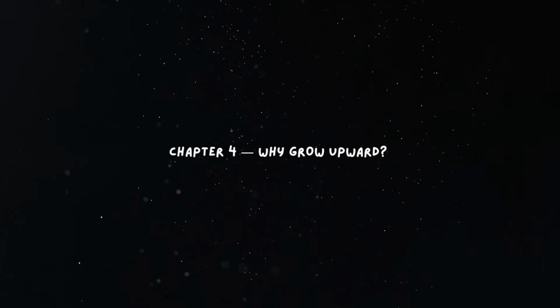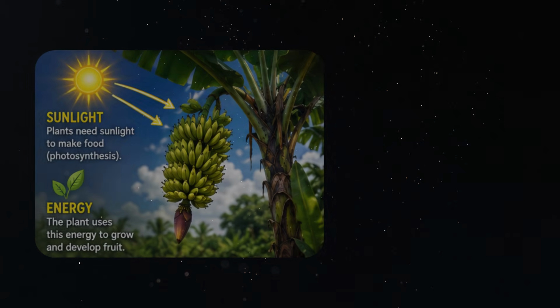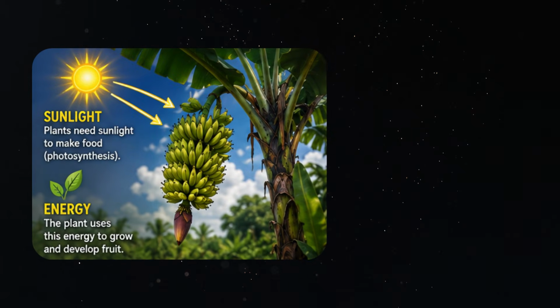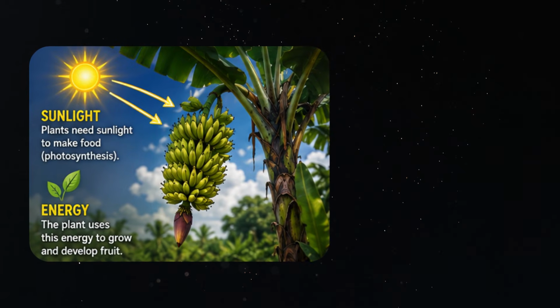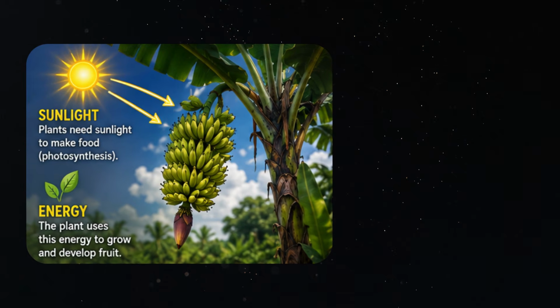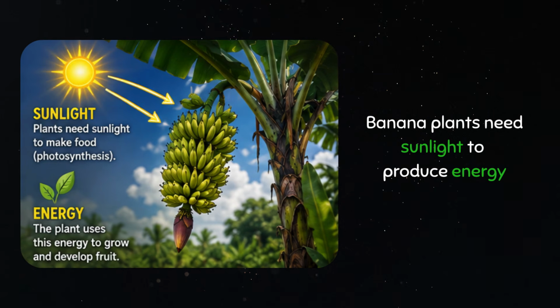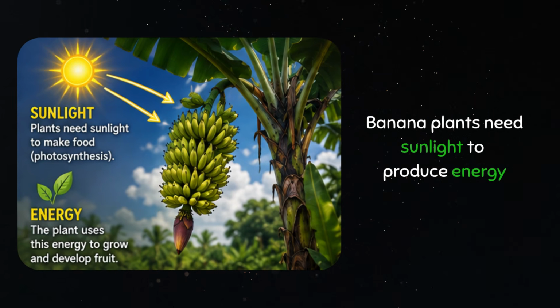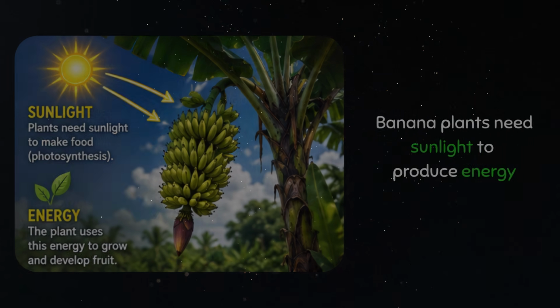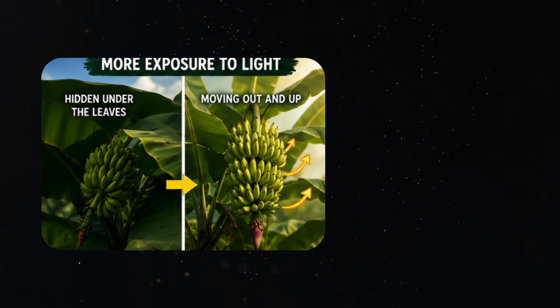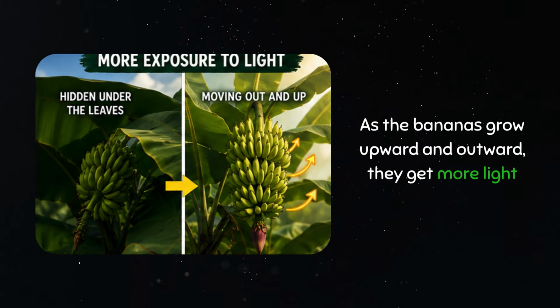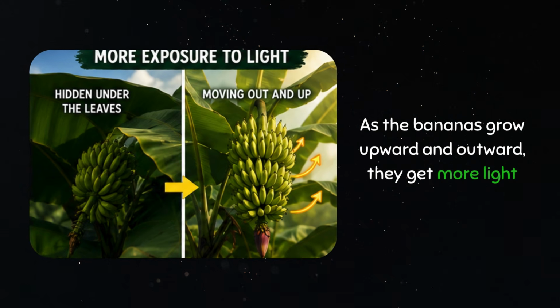Chapter 4. Why grow upward? But why would a banana grow upward in the first place? After all, gravity is constantly pulling everything downward. For a banana plant, the answer comes down to survival. Plants need sunlight to produce energy through photosynthesis. And when the developing banana fruit grows upward and outward, it becomes more exposed to the light around the plant.